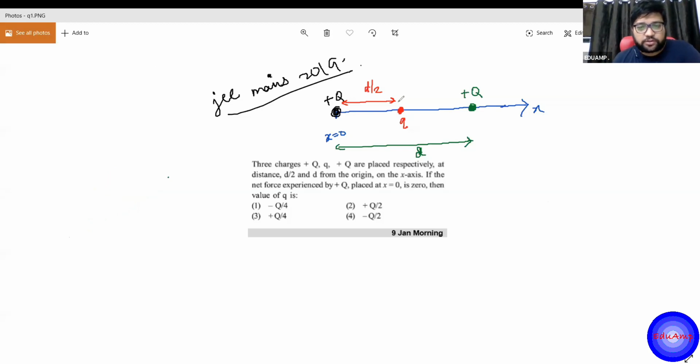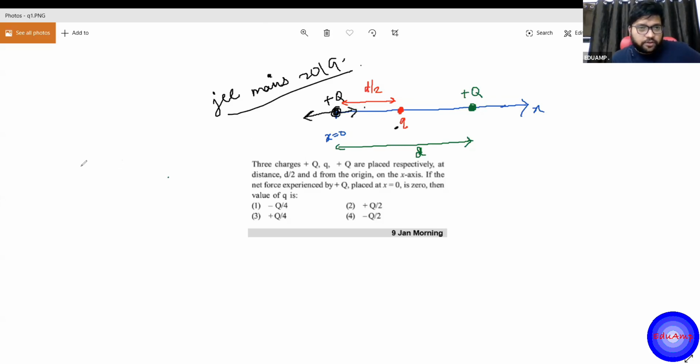So the force on this is 0. So the force due to the black one, on the net force on this I find, is kQq by (d by 2) square, plus the force due to this green one. So obviously this green charge must be repelling this black one in this direction, right? So obviously this has to be negative, so that it can pull it in this direction.